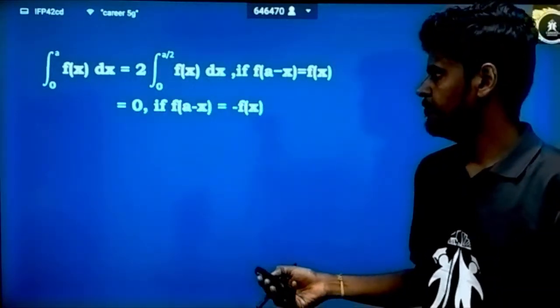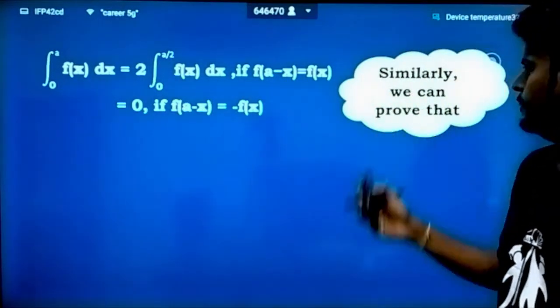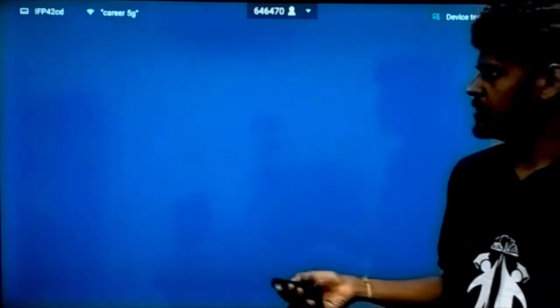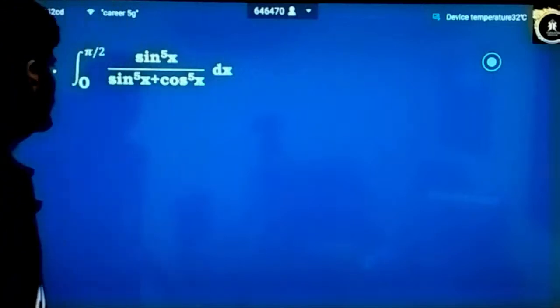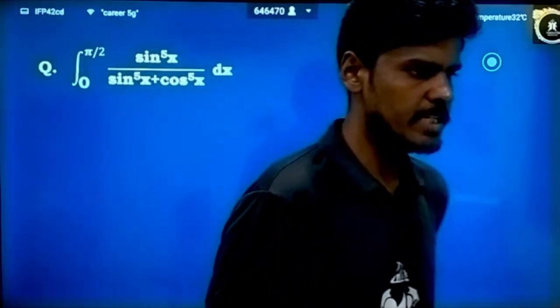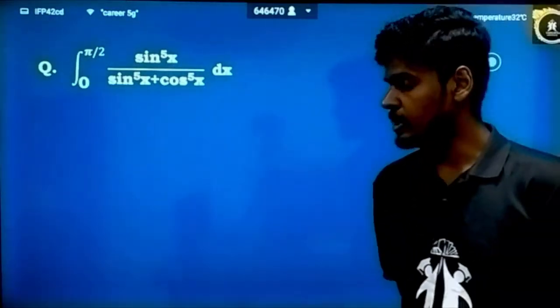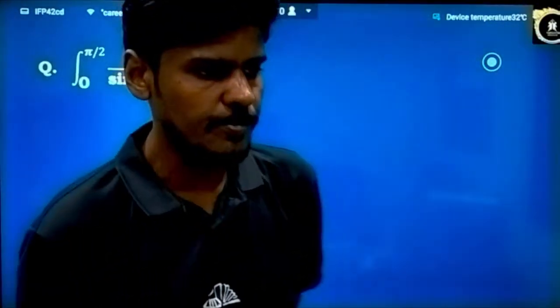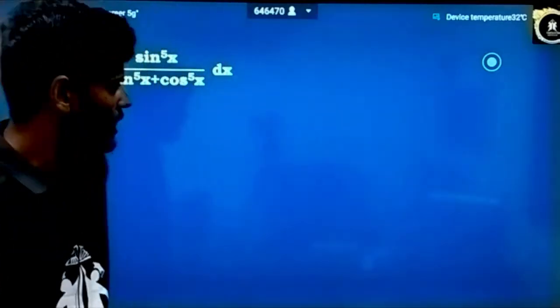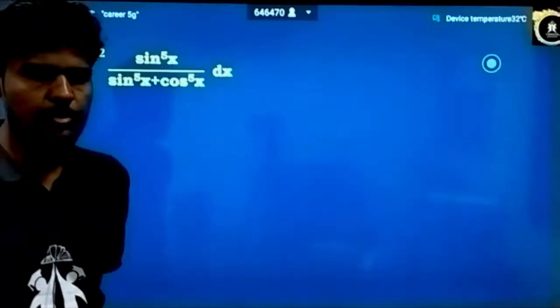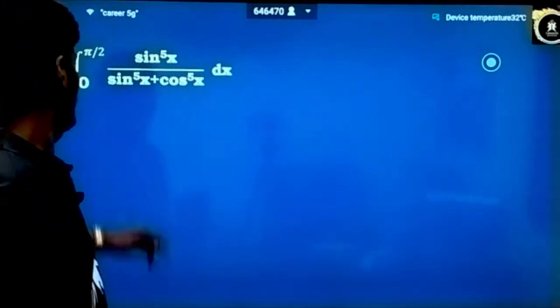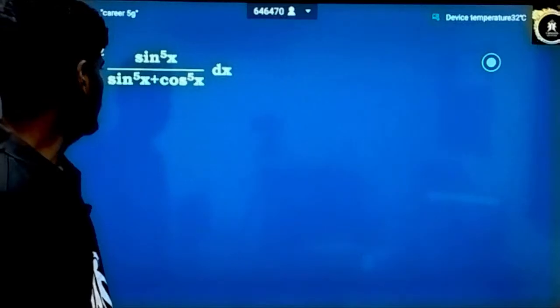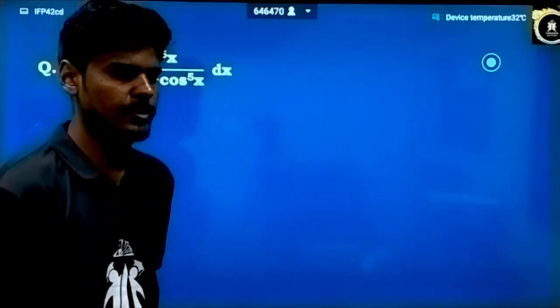Okay, next one is similarly the next proof. We can go to the questions now. One interesting question in indefinite integrals can be difficult to solve, but for definite integrals, the application of properties plays a very important role. Here the question is the integral between 0 to pi by 2 of sin power 5x divided by sin power 5x plus cos power 5x.